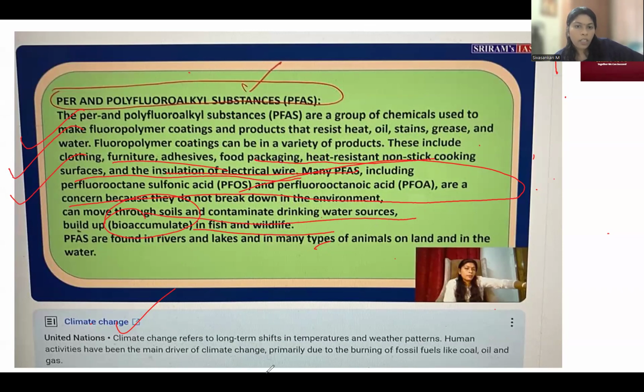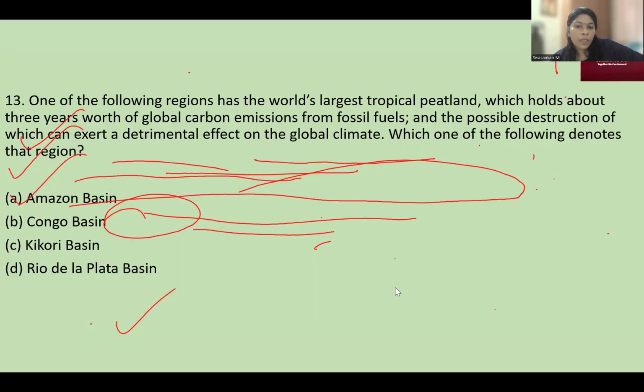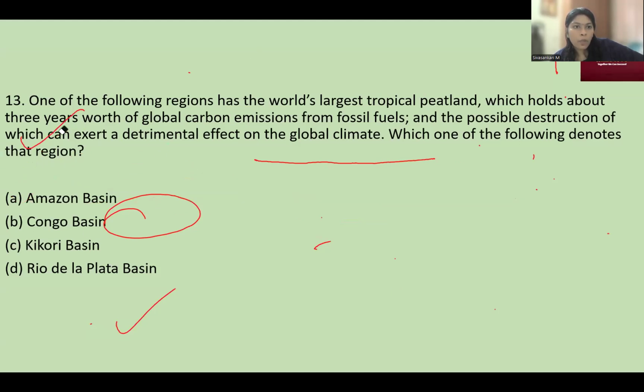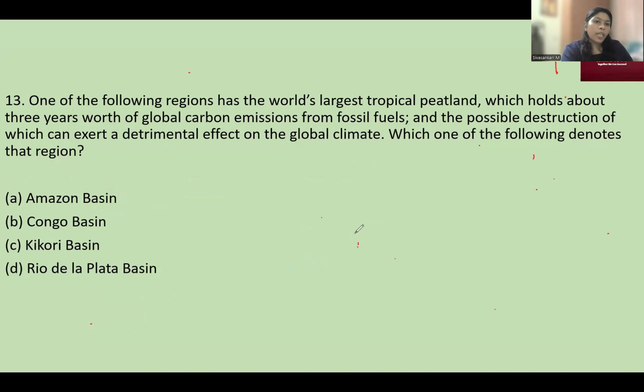Now come to the next question. One of the following regions has the world's largest tropical peatland, which holds about 3 years' worth of global carbon emissions from fossil fuels, and possible destruction of which can exert a detrimental effect on global climate. This was in the news. This article came in the newspaper, and it was describing the Congo Basin, the largest peatland. You can see the article.